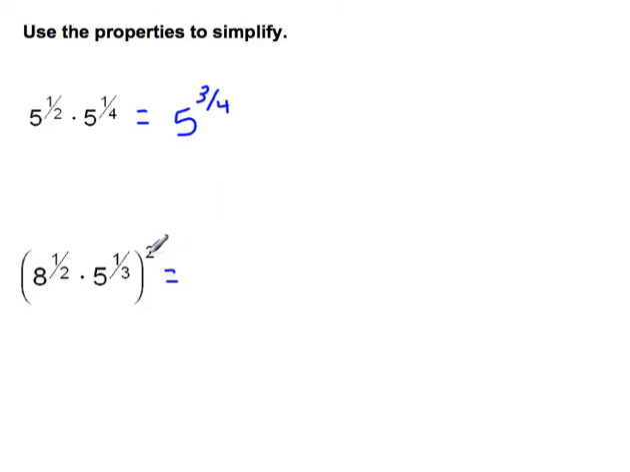The first thing I would do with this problem is distribute the 2 to both of those. And remember, we need to multiply those exponents when we distribute them. So this is going to be 8 to the first, because 2 times 1/2 is 1, times 5 to the 2/3. And since these bases are different, that's all we can do for that problem.